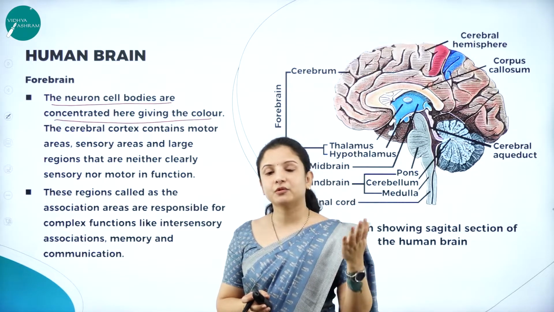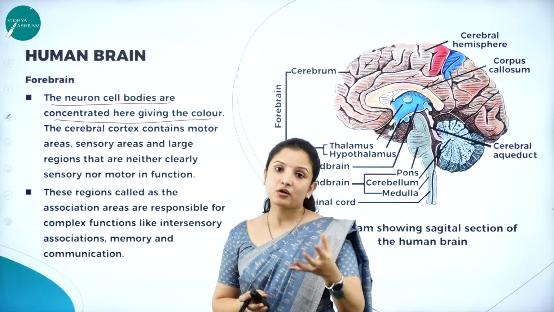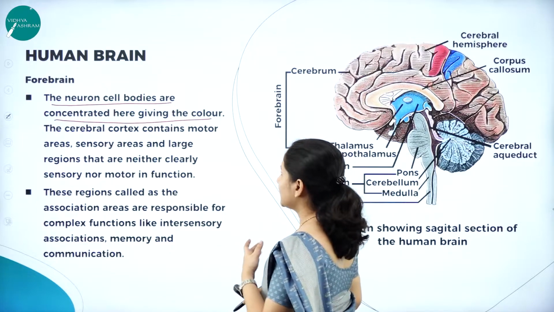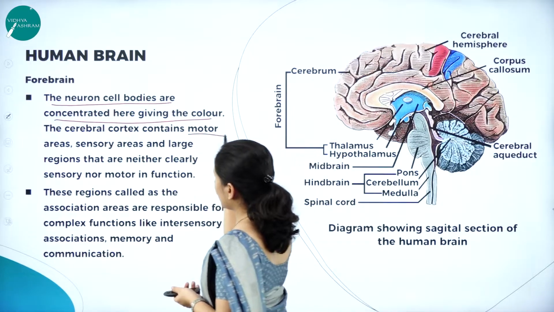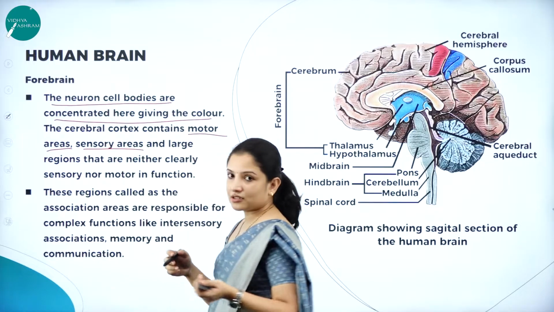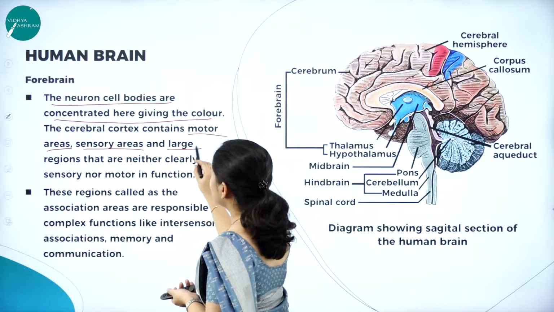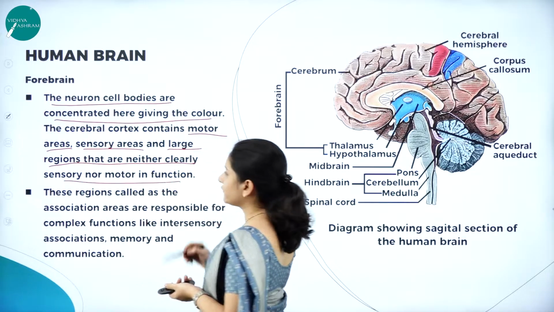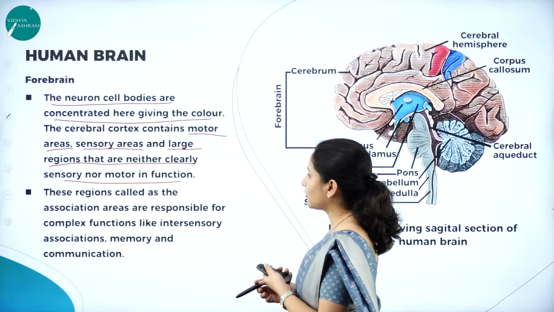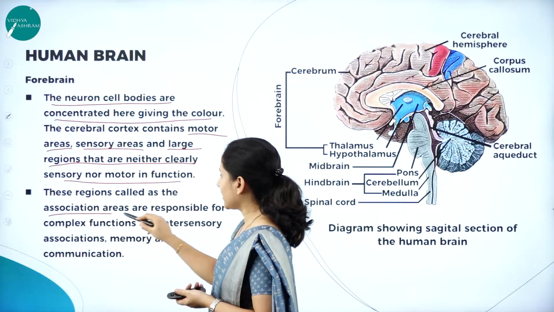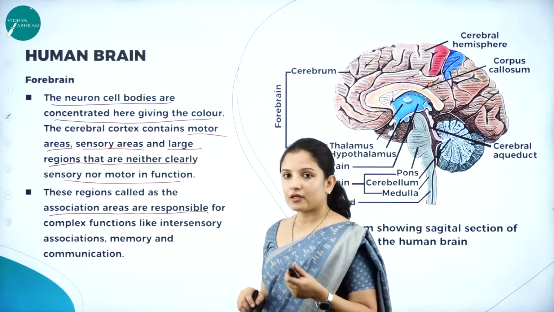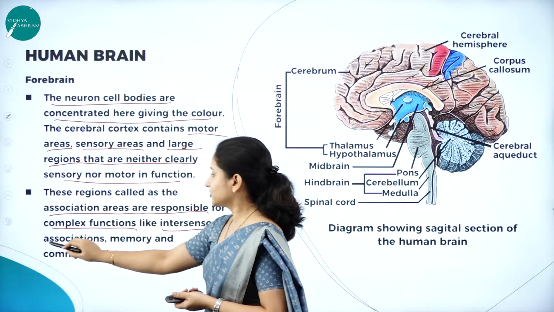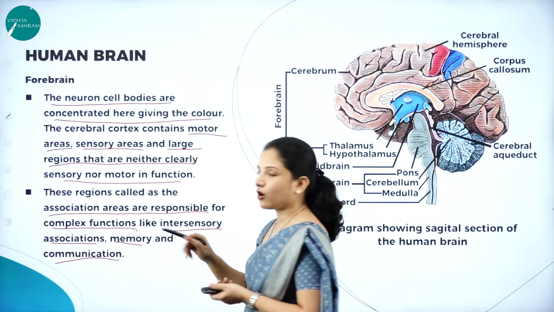The left and the right cerebrum are connected to each other by the neurons, and because most of the neurons are concentrated there, it is grey in color. And the cerebral cortex contains motor areas, which receive the signals, sensory areas, and large regions that are neither clearly sensory nor motor in function. And these regions are called the association areas because they are very, very important in complex functions like intersensory association, memory, communication, all that.